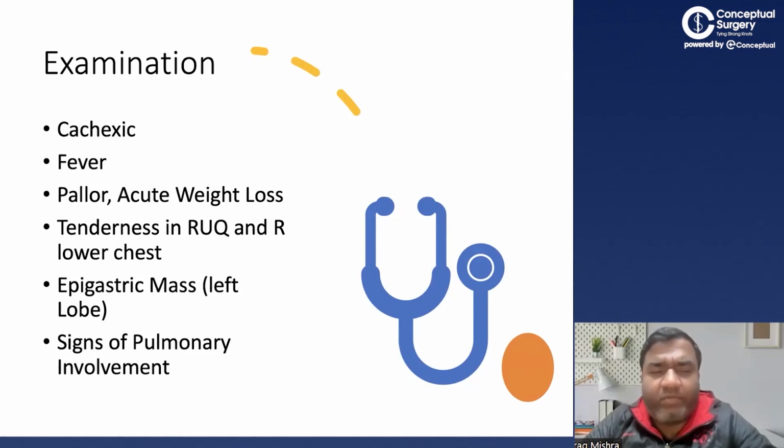The patient may have fever. The patient may have pallor because of nutritional causes, and acute weight loss might be visible on examination. When we do the abdominal examination, there might be tenderness in the right upper quadrant and the right lower ribcage, thoracic area. If the left lobe is involved, the patient can present with an epigastric mass. And if pulmonary involvement is there, then you may get signs of pleural effusion or consolidation on thorax examination.